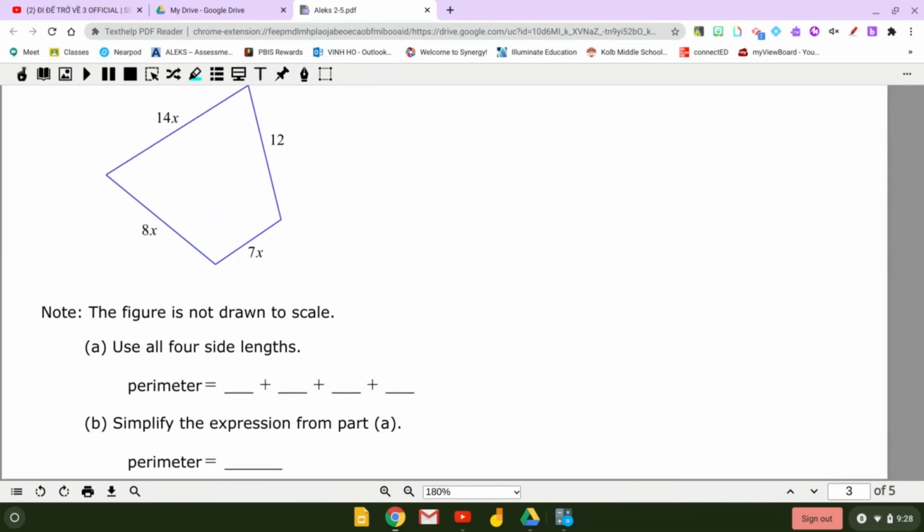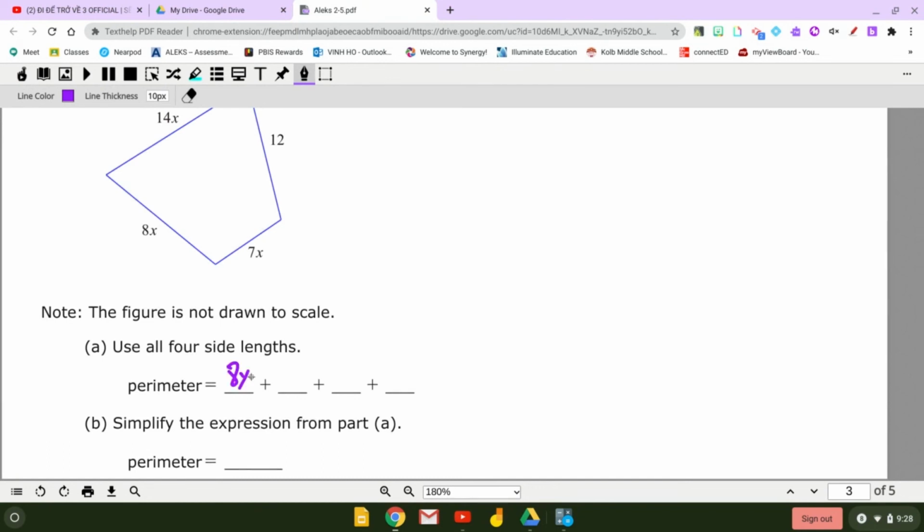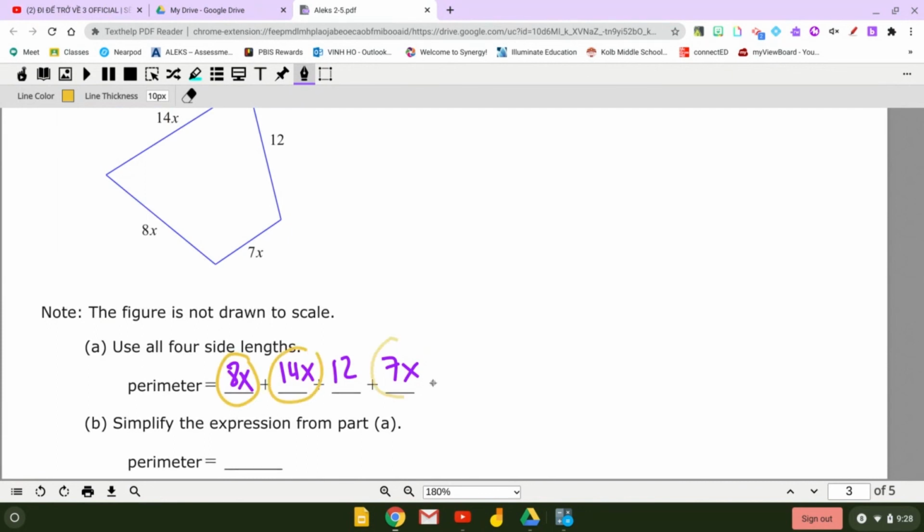Okay, so as we know, perimeter is the outside of a figure, so the perimeter of this quadrilateral is the sum of all four sides. That will be 8x plus 14x plus 12 plus 7x, or I can put all the x's together. Okay, they ask us to simplify the expression. So basically, we're going to combine like terms.